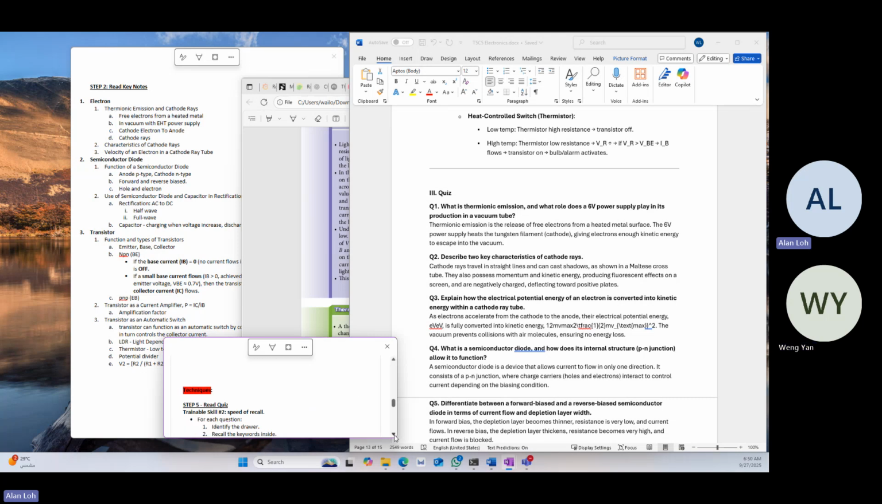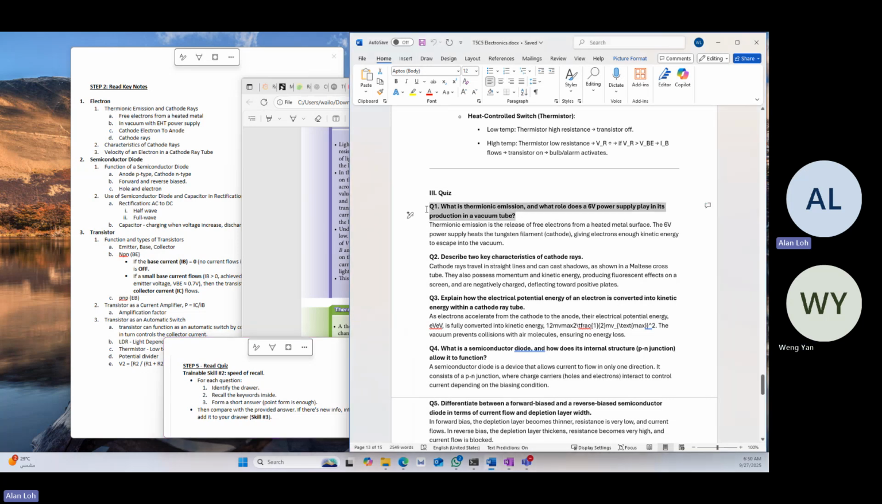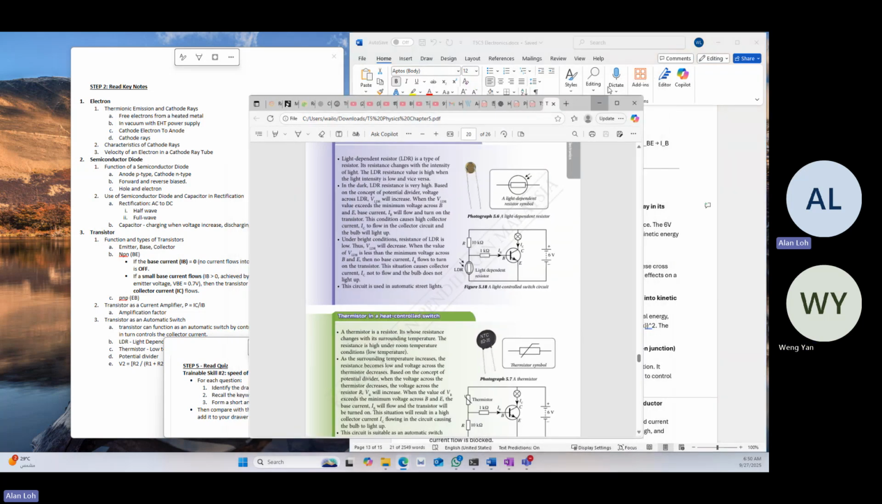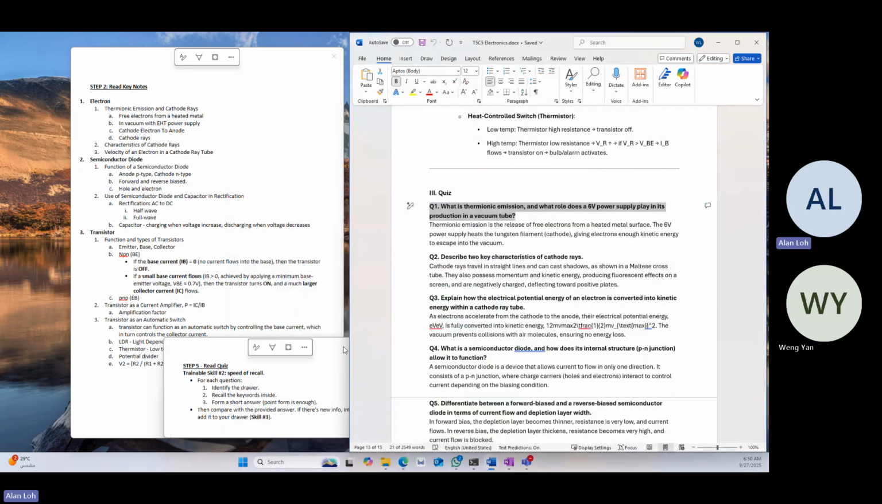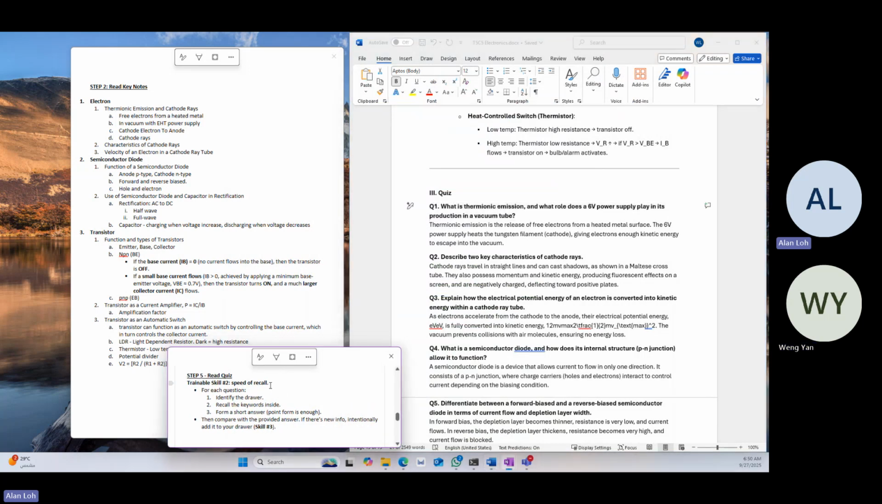Okay, now let's go to reading the quiz. It's still in step 5. How do you do that? You read the questions, and then you tell yourself which answer. At the same time, you form your own answer before reading the answer. Right, this is to train this recall speed, trainable skill number 2.